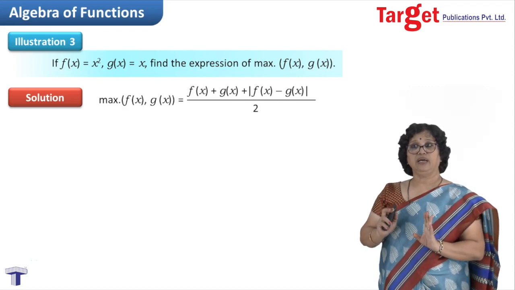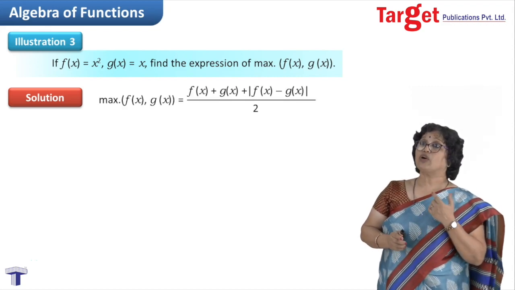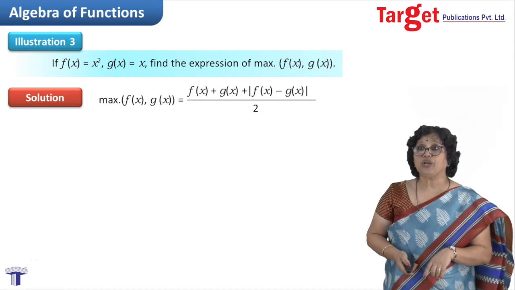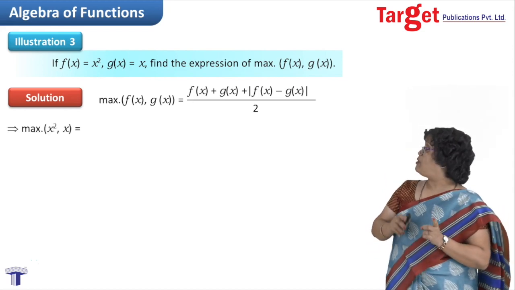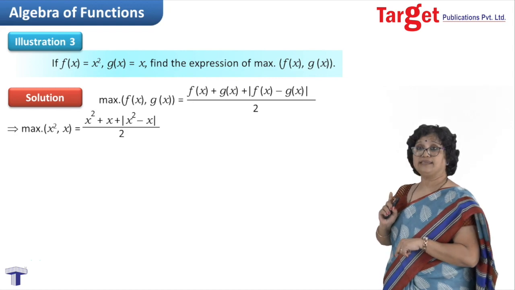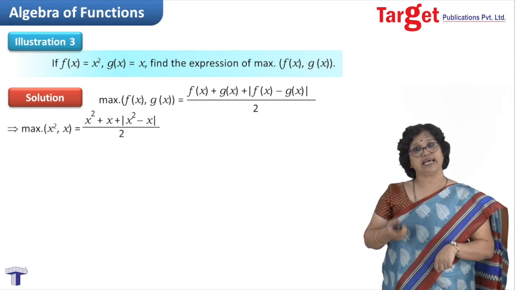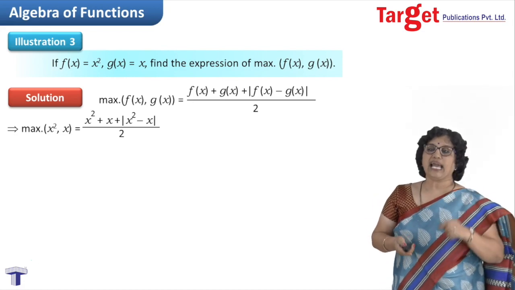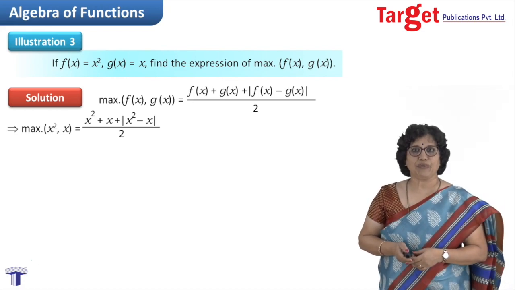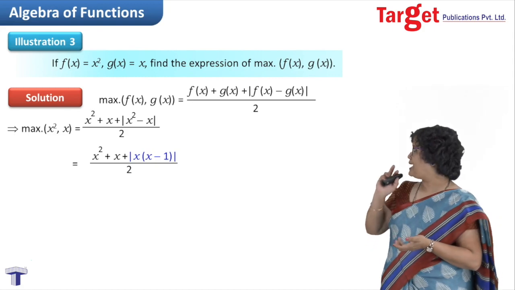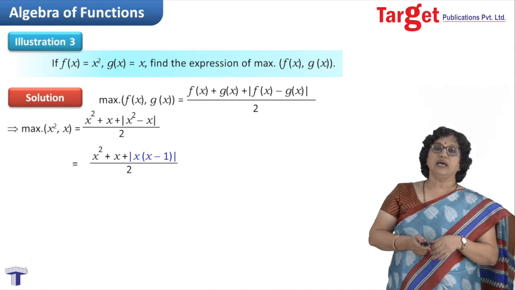Write down the formula. What is f(x) here? x square. And what is g(x) here? x. Substitute that. And I get the maximum of x square and x as x square plus x plus absolute value of x square minus x, upon 2. And that x square minus x inside the absolute value, I can also write as x into x minus 1.